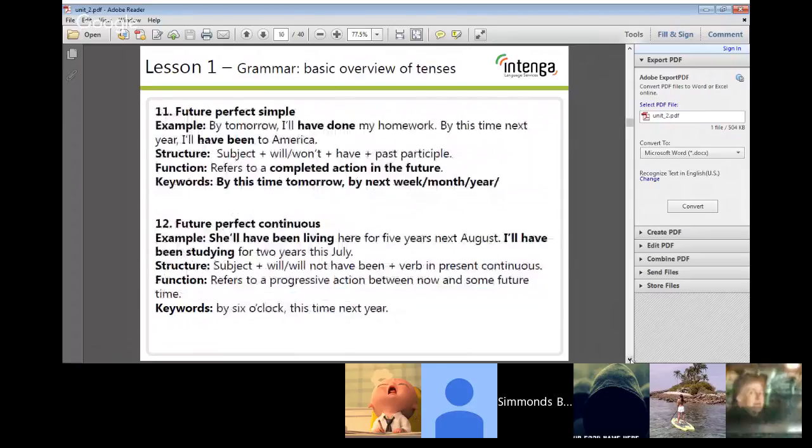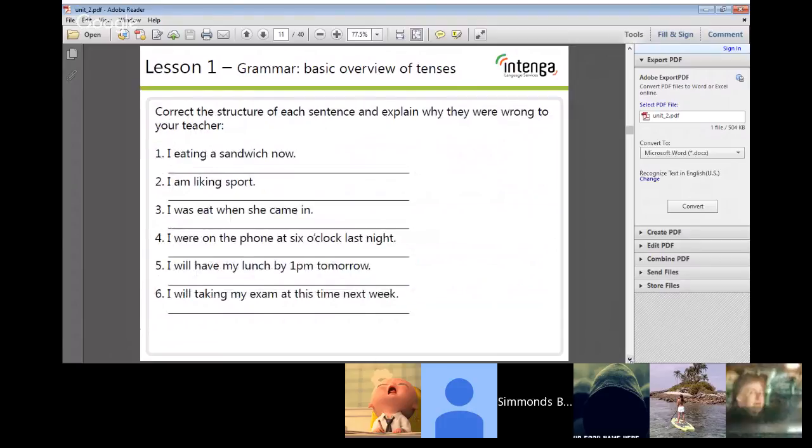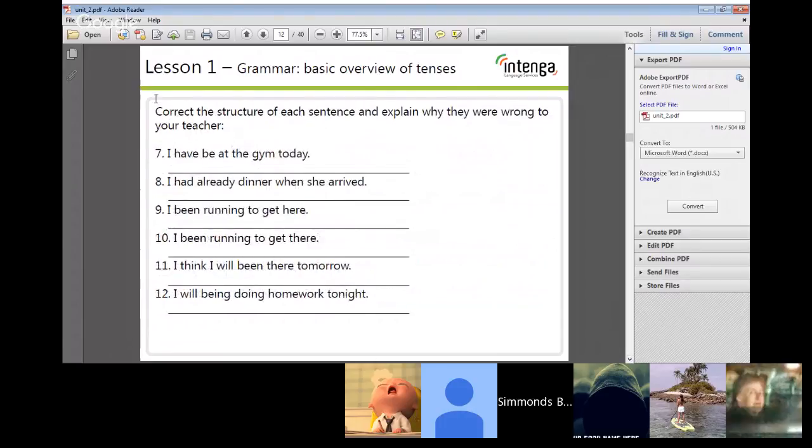Good. Well, then let's continue to the next page. All right, so we finished all of these. And again, correct the structure of each sentence and explain why. All right, so number 7 says, "I have be at the gym today." What do you think this sentence is trying to say, and how should we change it?